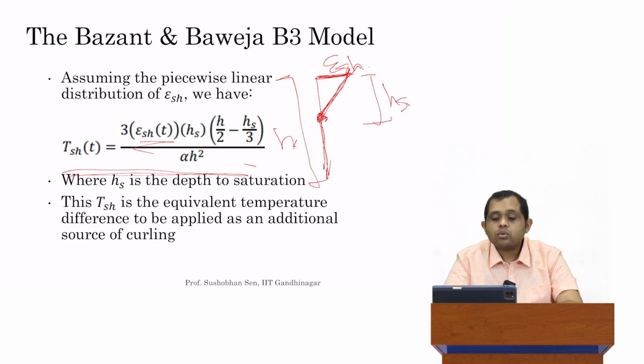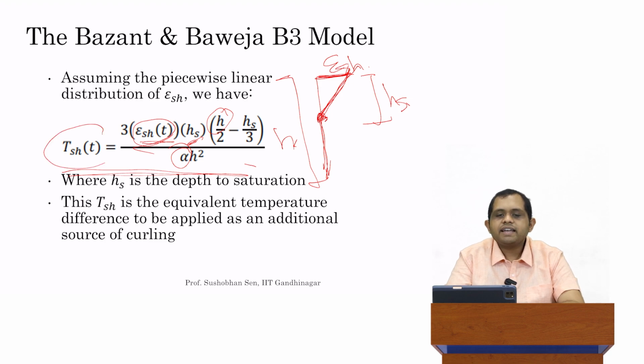Here again, note the required values. We have the epsilon Sh as a function of T that we get from the Bazant and Baweja model. We have this Sh, which is the depth of shrinkage, that is generally 25 to 50 mm. We generally just make an assumption of what is a reasonable value to use. And of course, we have H, which is the thickness, because this temperature distribution is also going to depend on the thickness. So we get this temperature distribution, and note you'll also have an alpha over here, which is the coefficient of thermal expansion. So we use this formula then to get this TSh.